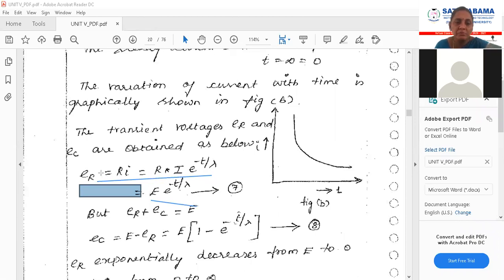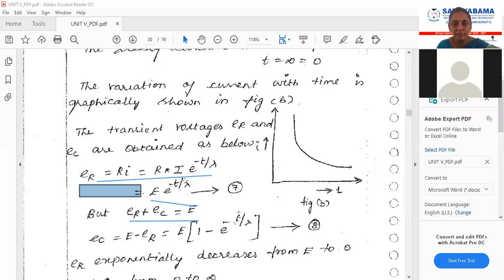Now from the circuit, you can put it as ER plus EC is equal to capital E. Capital E is the voltage source, ER is the voltage across the resistance, and EC is the voltage across the capacitance. Now calculate the voltage across the capacitance. From this equation, you can write EC is equal to capital E minus ER, or this will be capital E into 1 minus e power minus t by tau. This is the capacitance equation.